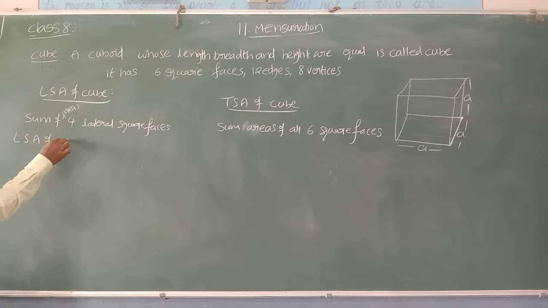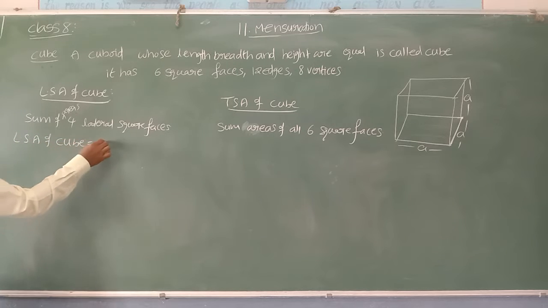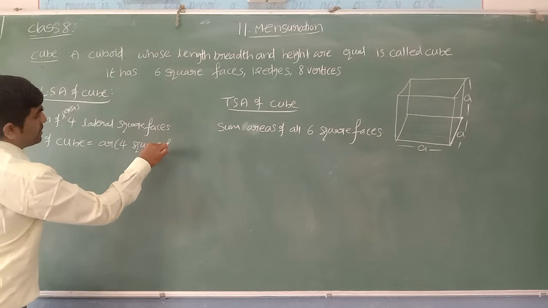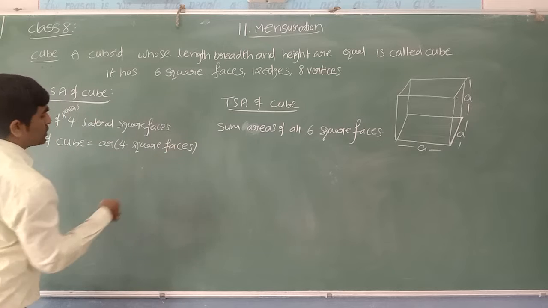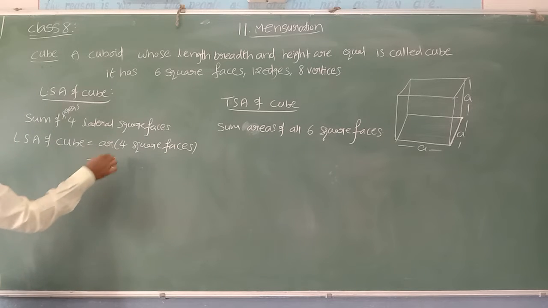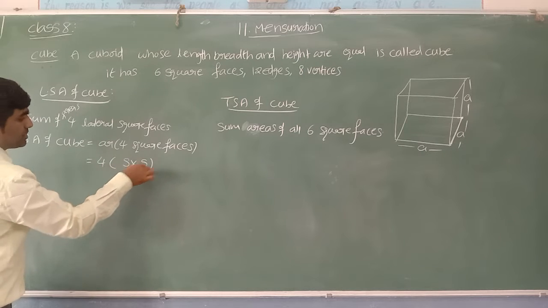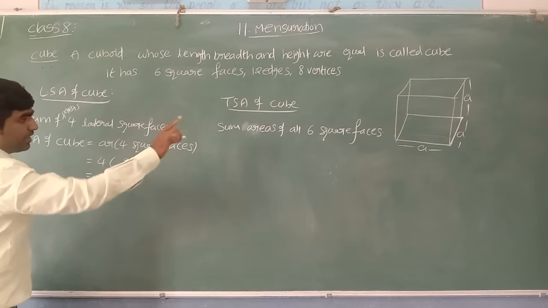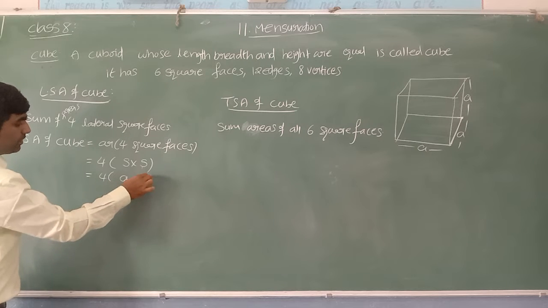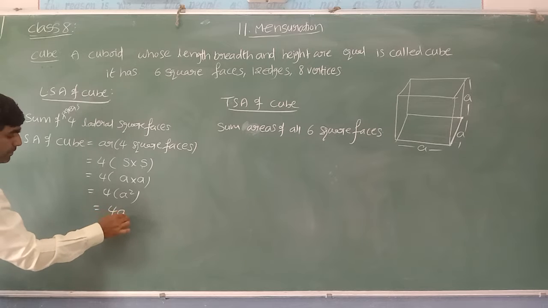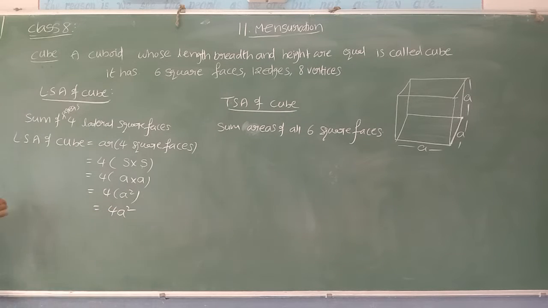LSA of a cube is equal to the area of 4 square faces, which is 4 into the area of a square face. What is the area of a square face? Side into side. Taking the side as A, it is A into A, which is A square. So 4 into A square is 4A square. This is the LSA of a cube, so to know the LSA of a cube you can apply this formula.